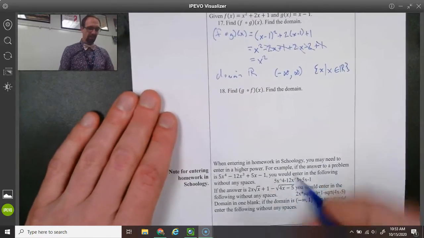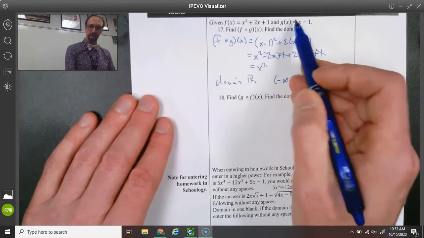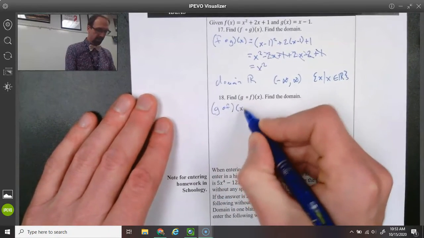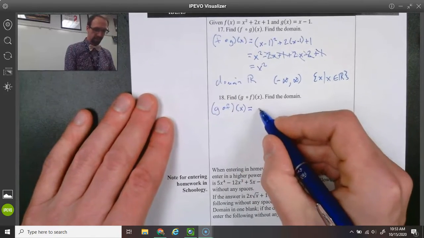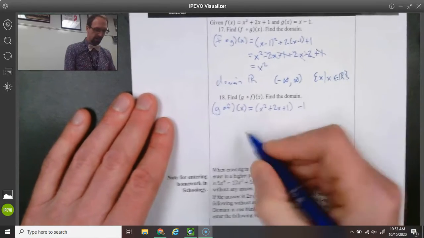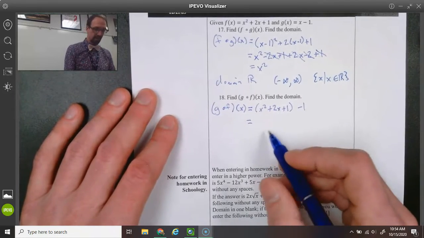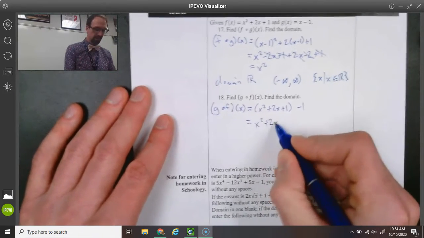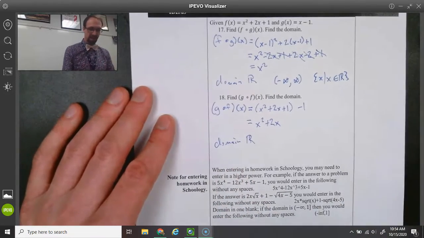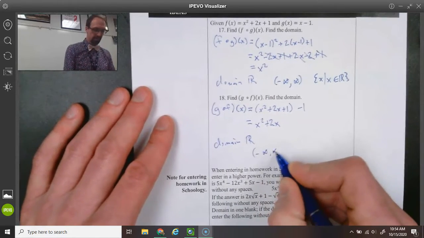Now I'm asking for g composed with f of x, so I'm going to take this x squared plus 2x plus 1 and plug it into that x there. So g composed with f of x is equal to x squared plus 2x plus 1 minus 1. The parentheses are not needed in this case, so when I plug it in here, the negative 1 and positive 1 cancel, and I have x squared plus 2x. The domain for this one is also all real numbers. Again, we didn't end up dividing by anything or having anything under the radical, so this is all okay.